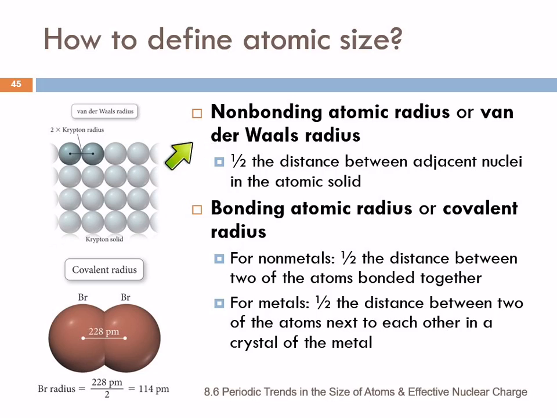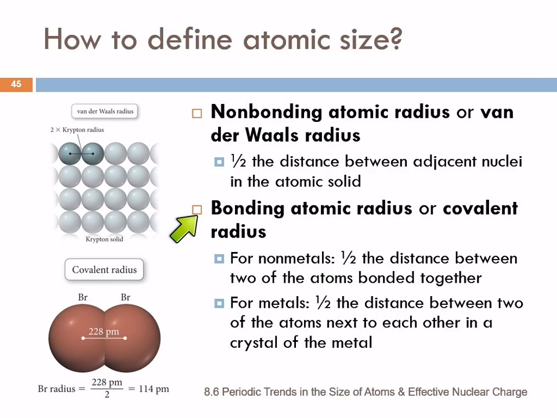And I'm not going to quiz you on these subtle differences between atomic size. I just want you to be aware that you can measure it in different ways. And that's what makes comparing things sometimes a little difficult. So here we have krypton, solid krypton, and if you look at the distance between one nucleus and the next nucleus, and you divide that in half, we can say, okay, well, that's the radius of the atom. That's the van der Waals radius.